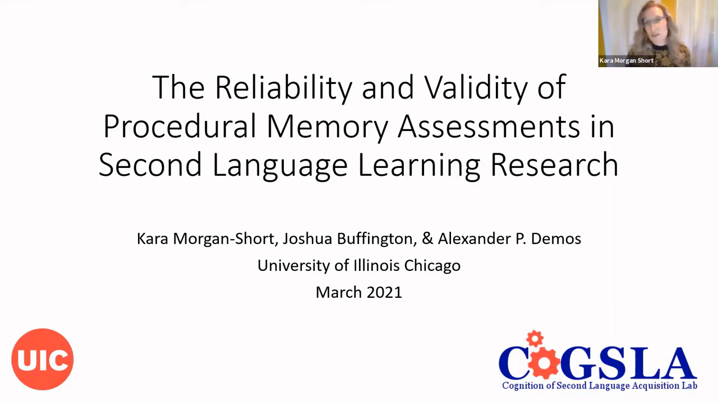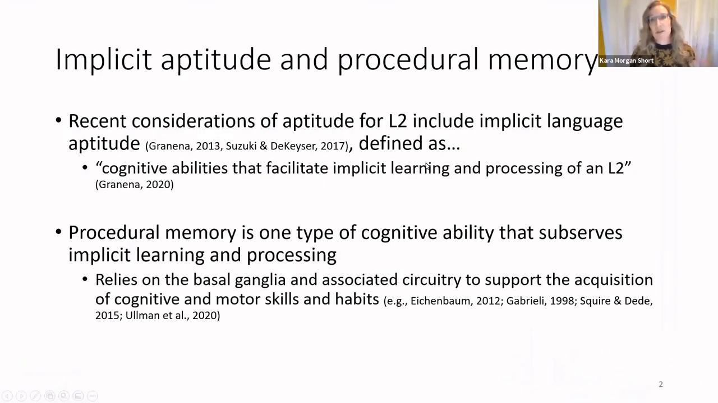So recent considerations of aptitude for second language include implicit language aptitude, defined as cognitive abilities that facilitate implicit learning and processing of L2. Now, procedural memory is one type of cognitive ability that subserves implicit learning and processing. More specifically, procedural memory is a learning and memory system that relies on the basal ganglia and associated circuitry to support the acquisition of cognitive and motor skills and habits.